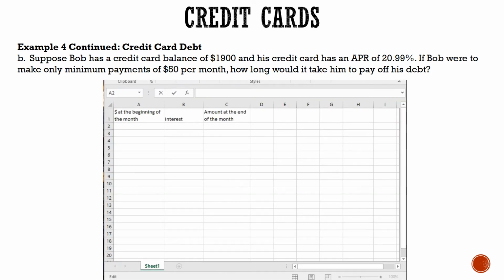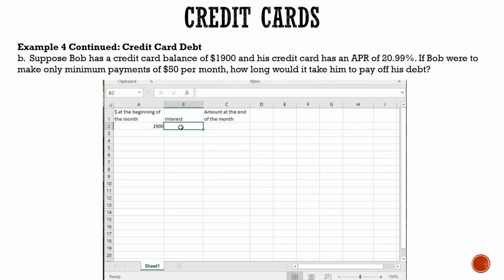Let's suppose Bob still has that $1,900 credit card balance and an APR of 20.99%, but instead of making the payments that he was needing to, he's going to go ahead and just make the minimum payments of $50 per month. How long would it take him to pay off his debt? So what we have set up here is an Excel page, and we're going to calculate the way that the debt is changing each month. So at the beginning of the first month, we're going to have $1,900 as a balance.